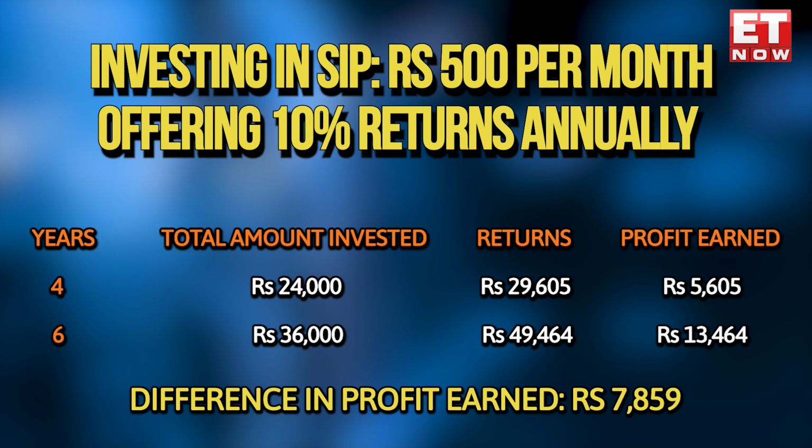But if you invest the same amount for 6 years, you would have invested 36,000 rupees and your returns would be over 49,000 rupees and the profit will be over 13,000 rupees. So this means if you invest just for 2 more years, you will get a 41.63% more return, and the difference will be more than the accumulated profit you earned in 4 years. This is the power of compounding.